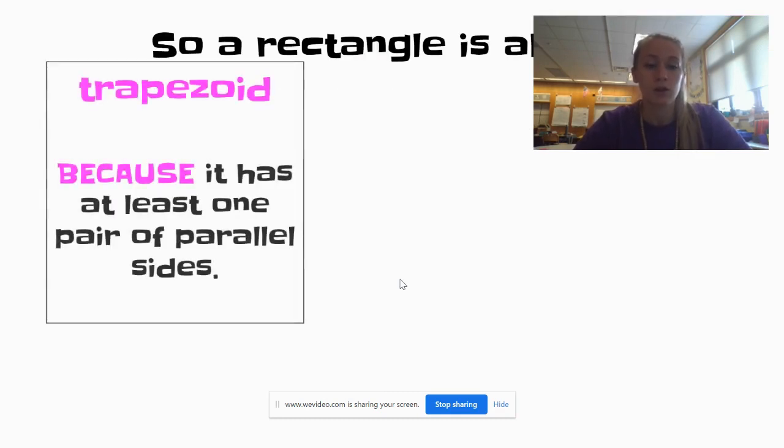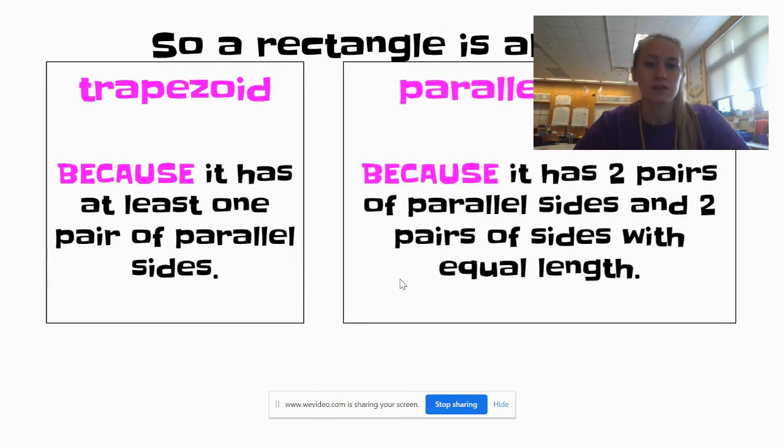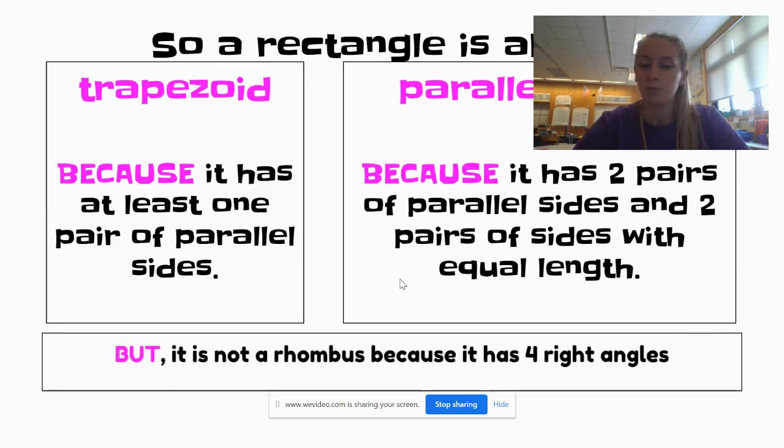So a rectangle is also a trapezoid because it has one pair of parallel sides, right? And a rectangle is also a parallelogram because it has 2 pairs of parallel sides and 2 sides with equal length. But it is not a rhombus because it has 4 right angles.